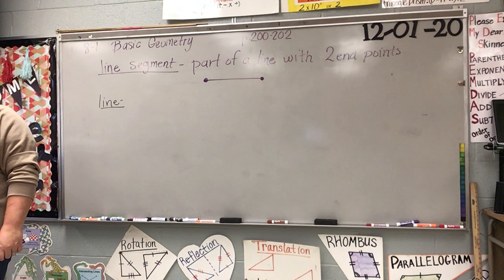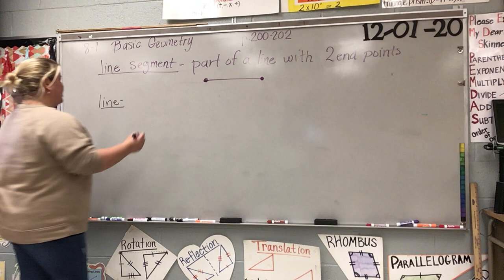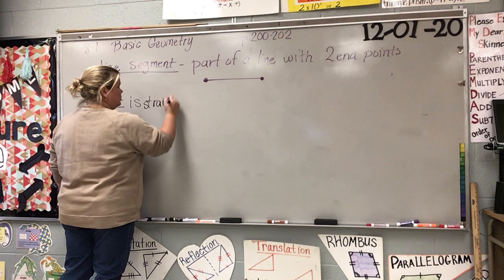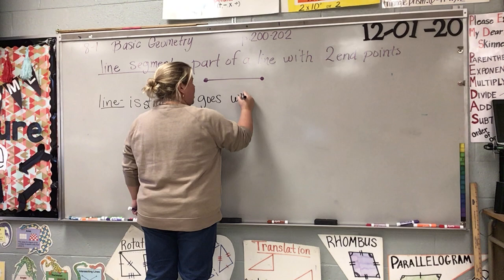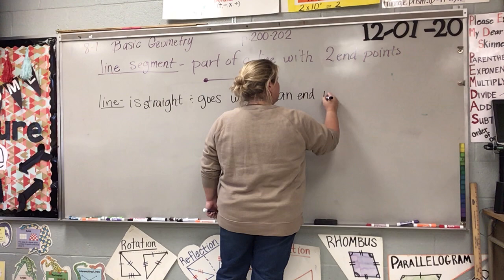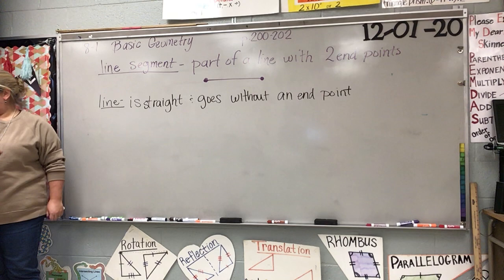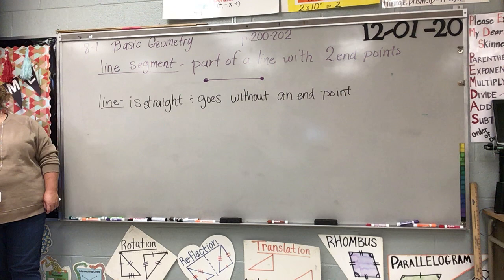A line is straight and goes without an endpoint. A line is straight and it goes without an endpoint. The book says it's a straight path of points that goes on forever in two directions.